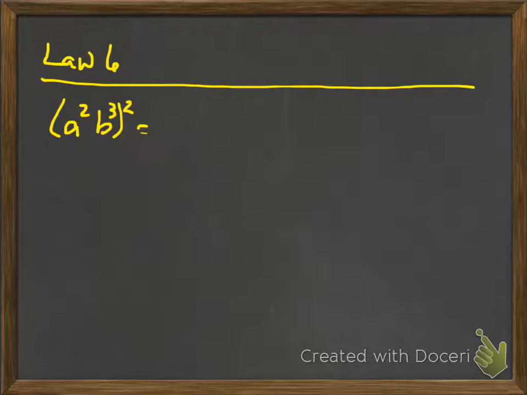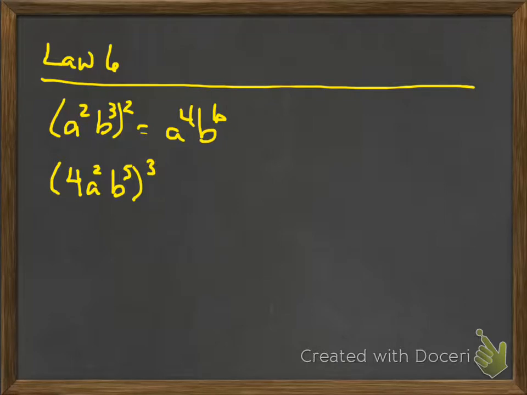Alright, so last property. A to the 2nd, b to the 3rd. Notice there's 2 variables here, and there could have been a number there, all squared. So let's see here. Now I suddenly have a to the 4th, b to the 6th. How could that 2 and 3 change to a 4 and a 6? We shall see. We have to see this and figure it out. Let's look at another one. 4a squared b to the 5th raised to the 3rd power.